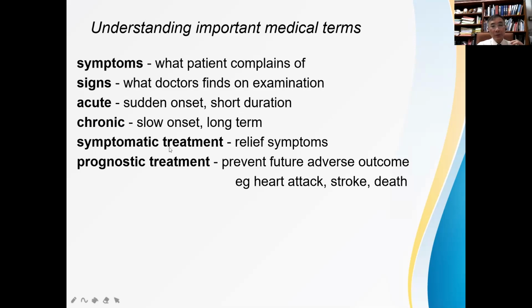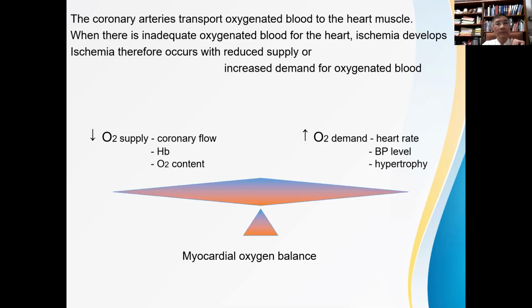When a doctor talks of symptomatic treatment, he refers to measures used to relieve symptoms, to reduce the discomfort and pain that the patient feels. On the other hand, when you treat a patient prognostically, you are actually treating to prevent future bad events from coming about, such as a heart attack, a stroke, or a death, all of which will be occurring in the future, and your aim is to try and stop them from occurring.